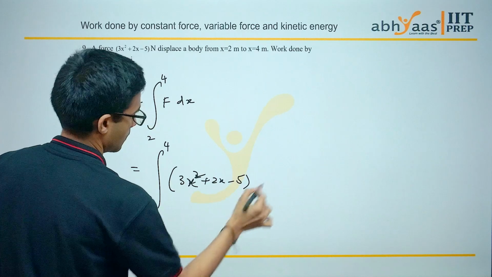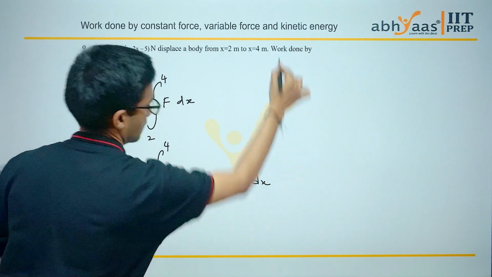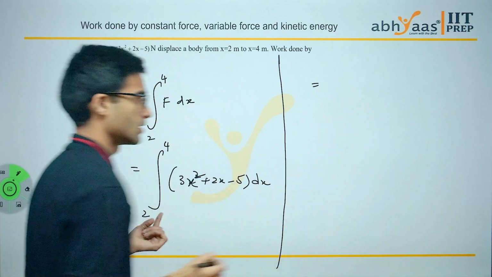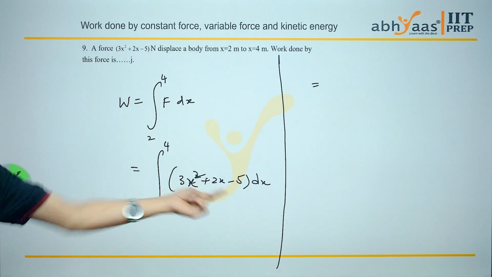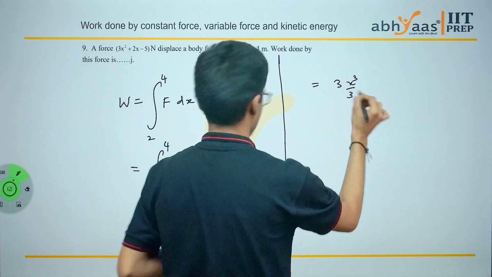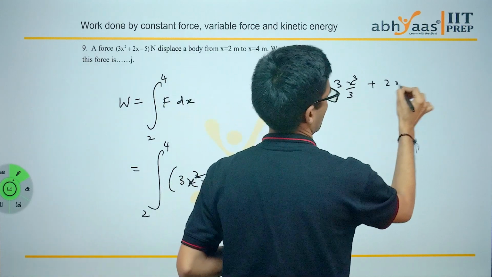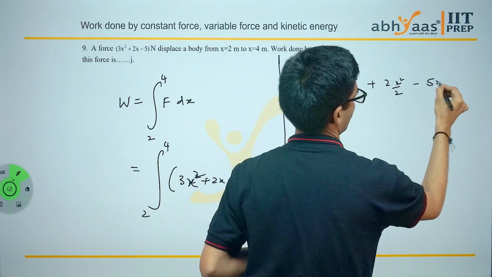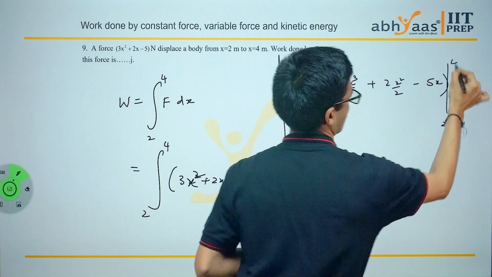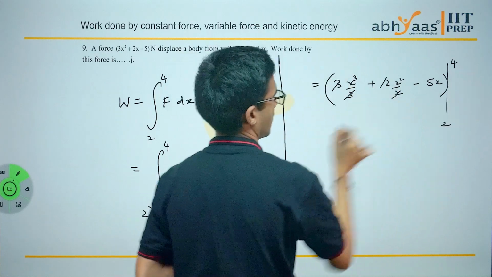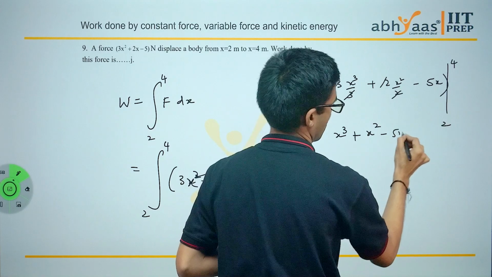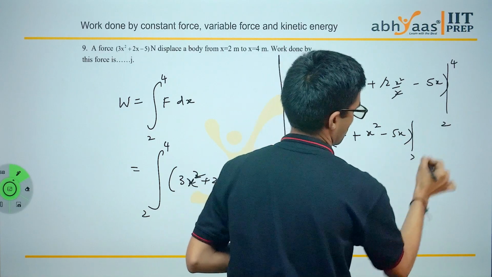Okay. Integrate 3x² + 2x − 5 dx. Here, what will you get? If you apply the integration, what happens? 3 into x³ by 3 plus 2 into x² by 2 minus 5x, from limits 2 to 4. The 3 gets cancelled, the 2 gets cancelled: x³ + x² − 5x. You just apply the limits from 2 to 4.